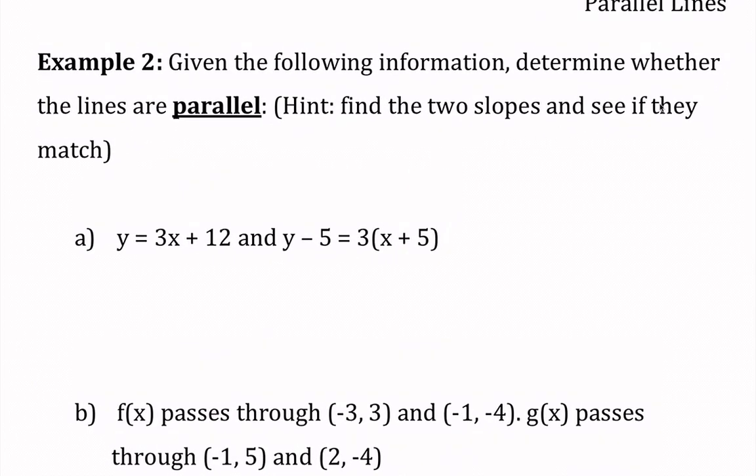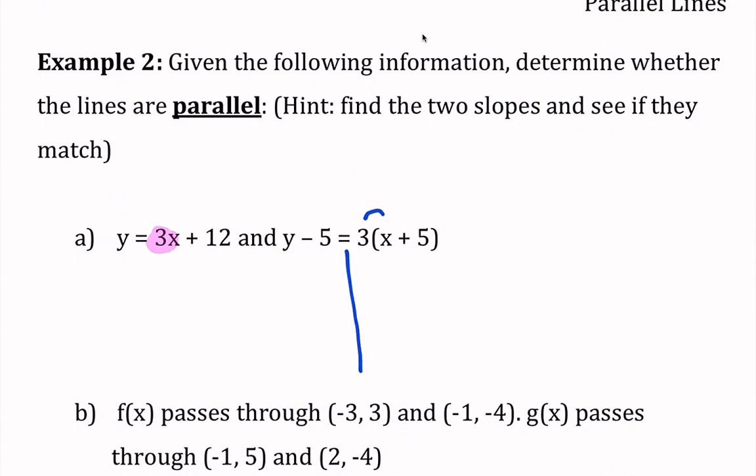Okay, on example 2, it says, given the following information, determine whether the lines are parallel. Hint, find the two slopes and see if they match. So remember, to be parallel, they have to have the same slope. Okay, well, lucky us on this first equation. On the first equation, y is by itself, so it's really easy to identify the slope. Just find x. Okay, on this next one, we could identify the slope, but I want to practice solving for y on this one. And then I'll talk about how we could have identified it right away. But just for practice, let's solve for y.